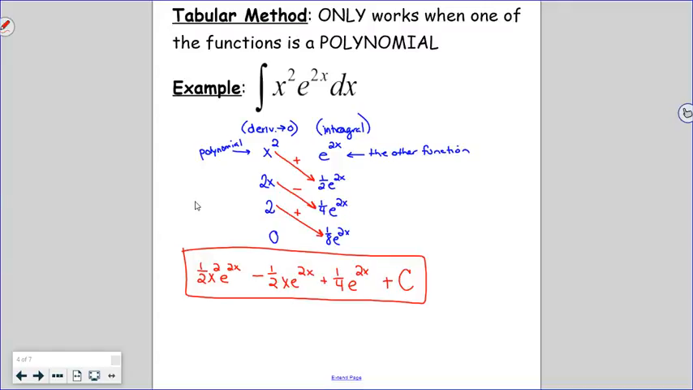You have to be able to integrate. Yep. Multiple times. Other questions?